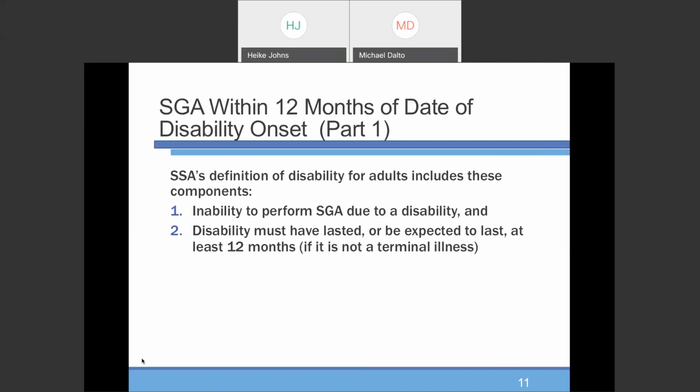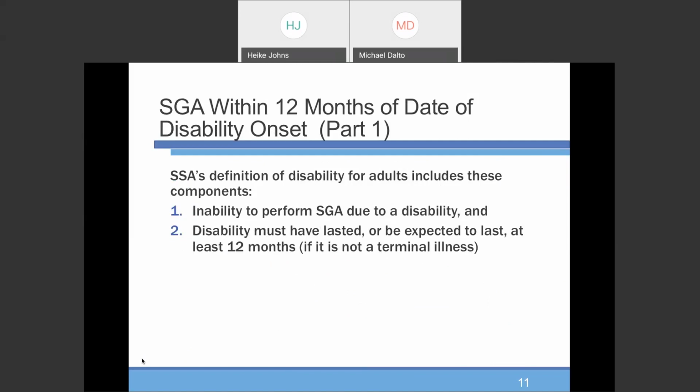And finally, there's one more issue we want to look at, which is whether a person may have done SGA, substantial gainful activity, within 12 months of the date of their disability onset. Okay, why does this matter?